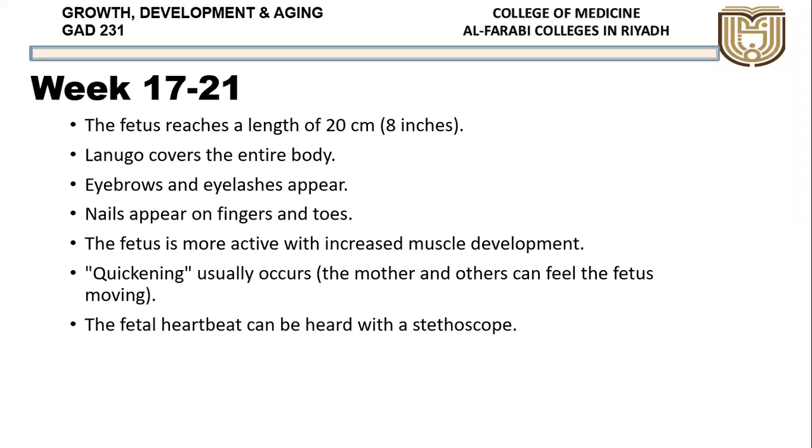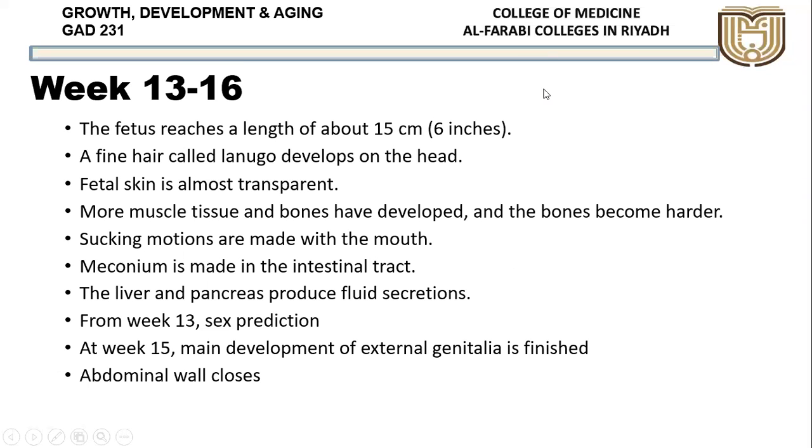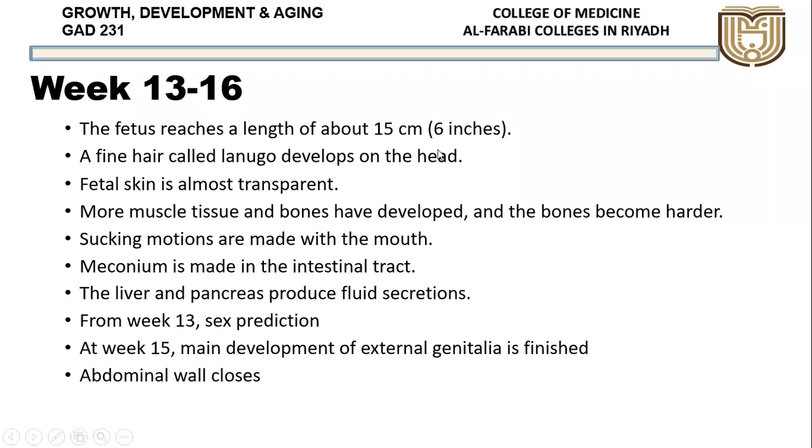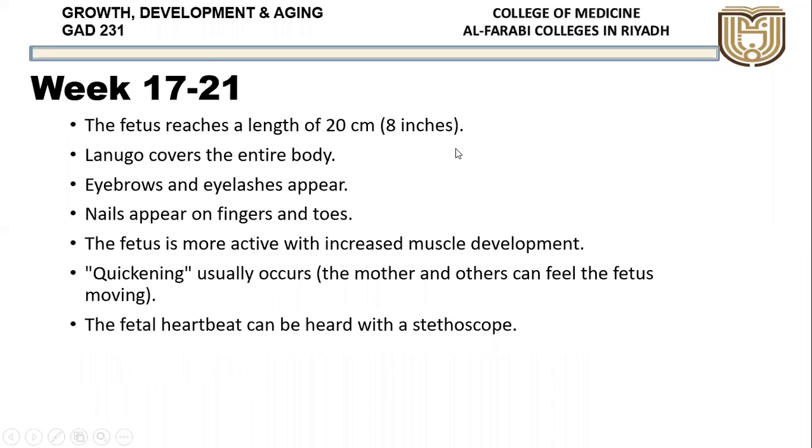Now coming to weeks 17 to 21. The fetus has grown from the previous 6 inches to 8 inches, or 20 centimeters, and the lanugo covers the entire body. Previously we saw lanugo just on the head. These are the special primitive hairs. By weeks 17 to 21, they are seen not only on the head but on the entire body. So you might have seen fetuses taking birth with hair on them. These are the primitive hairs which will shed later.